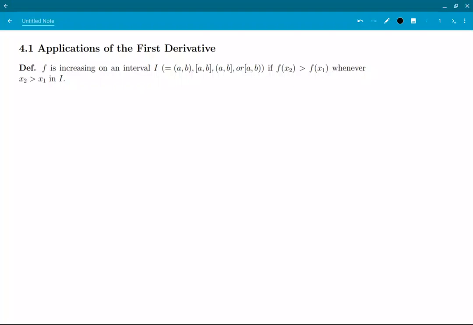Okay, so we'd like to draw some nice graphs, but a bit of theory first. So what do we mean by increasing? What we mean by increasing is that if you have an interval, say from A to B, and you've got an x1 and an x2.